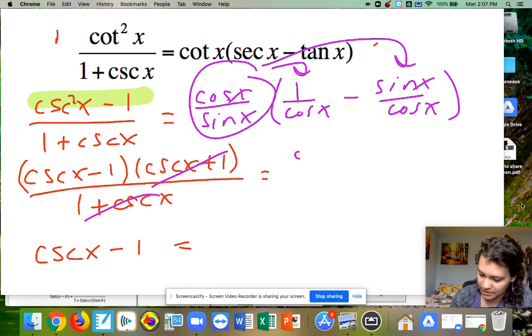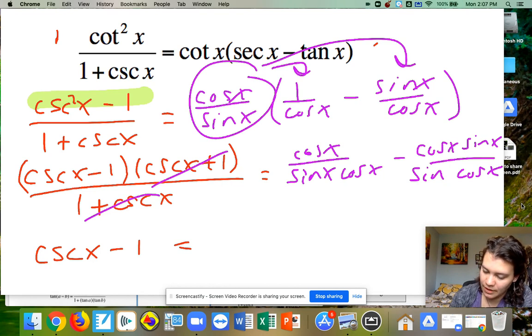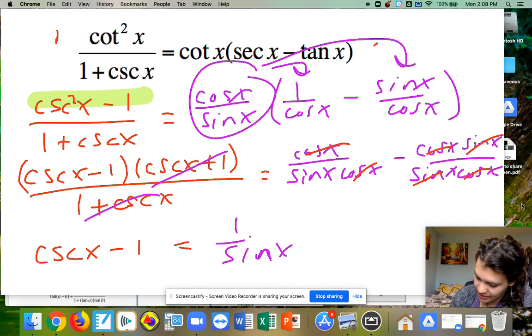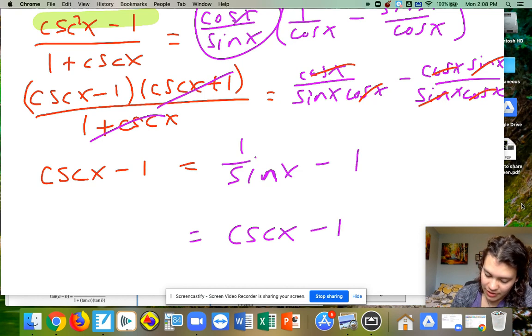So we'll get cosine x over sine cosine minus cosine sine over sine cosine. And then you can cancel things. So you can cancel this cosine, cancel this cosine, and this sine. Get an x right there. So then we end up with 1 over sine of x minus 1, which can then be written as cosecant of x minus 1, which is what you wanted.